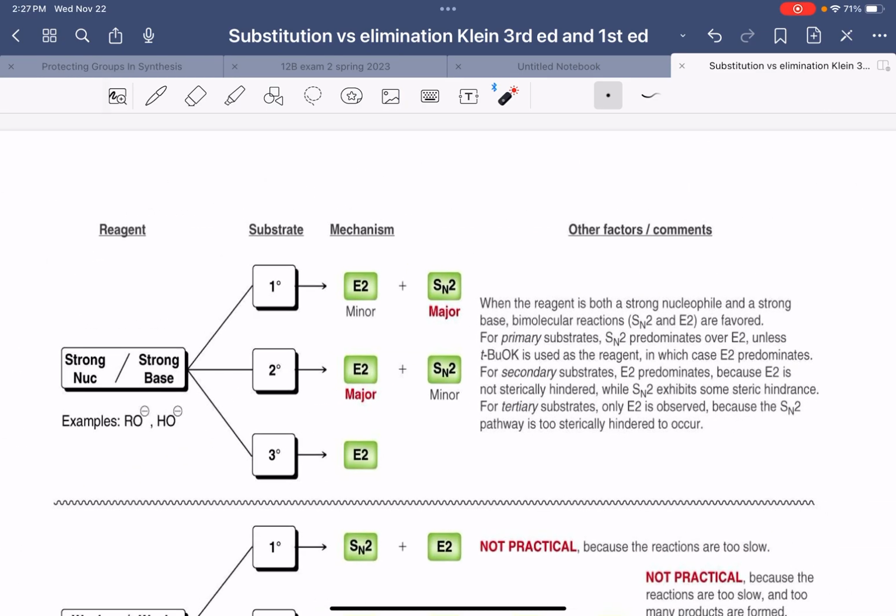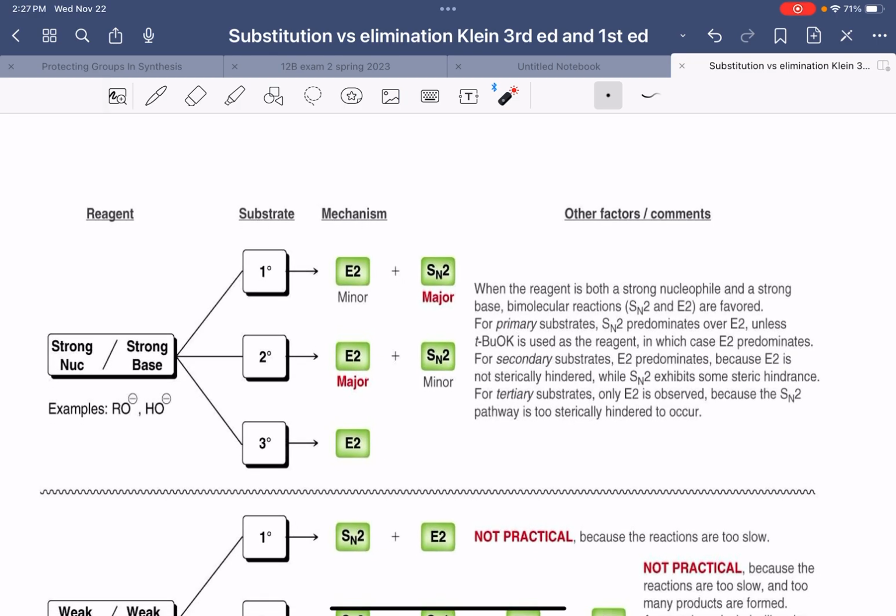Next we have something that is a strong nucleophile and base, and this is where you get both E2 and SN2. But notice they're all second order, all bimolecular reactions. Primary gives you SN2 as your major, secondary gives you E2 as your major, tertiary gives you E2.